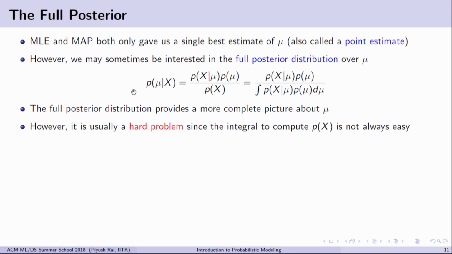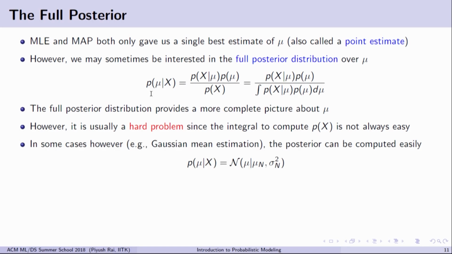However, it turns out that it's usually a much harder problem than just finding the maxima of the distribution, because this integral is not always doable. It's not always easy to compute, because the forms of these distributions, P of x given mu and P of mu, may be very complicated, and I may not be able to perform this integral in closed form. Which is why getting the full posterior distribution is in general a much harder problem than finding just the MAP estimate.